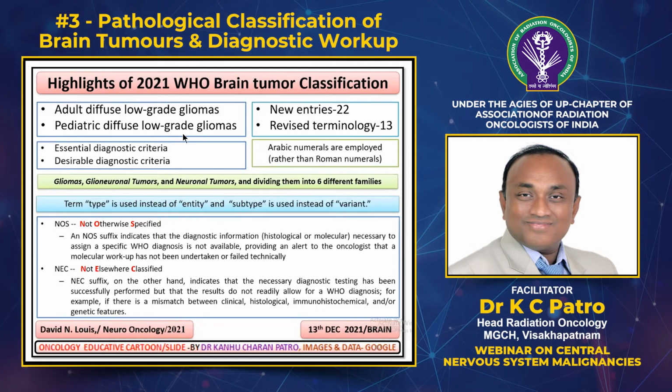They divide the gliomas into adult diffuse gliomas, pediatric diffuse low-grade gliomas, pediatric diffuse high-grade gliomas, and glioneuronal tumors; they divide them into six different families. The term type is used instead of entity, and subtype is used instead of variant. They also defined two terms, NOS and NEC. NOS is not otherwise specified. An NOS suffix indicates that the diagnostic information necessary to assign a specific diagnosis is not available, either technically or because molecular profiling was not undertaken. Then you can write NOS. Not elsewhere classified: you did extensive molecular profiling, but it does not fit any WHO classification, then it is called not elsewhere classified.